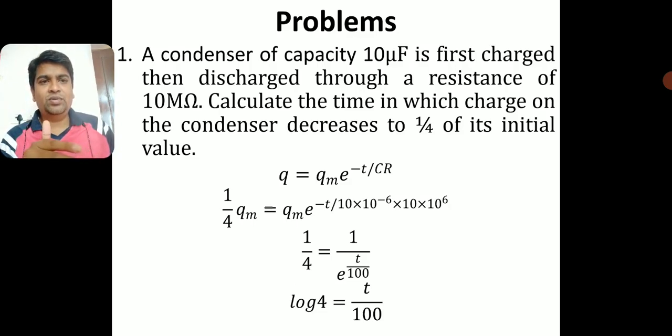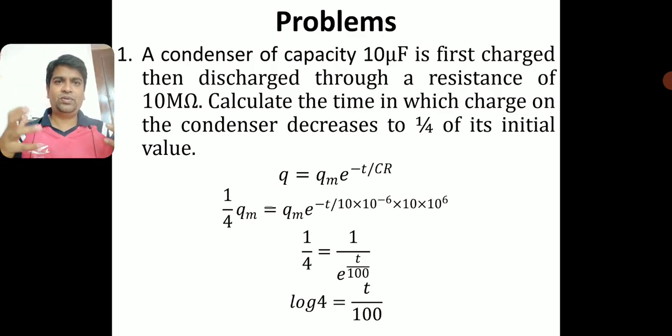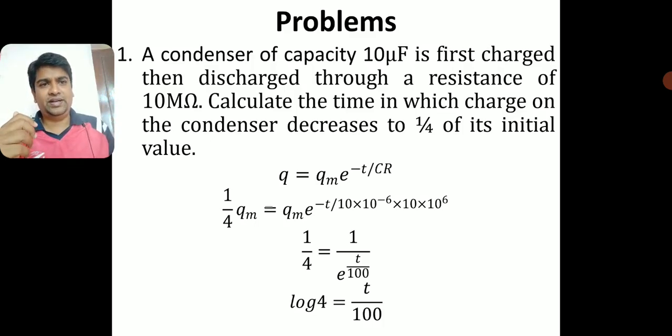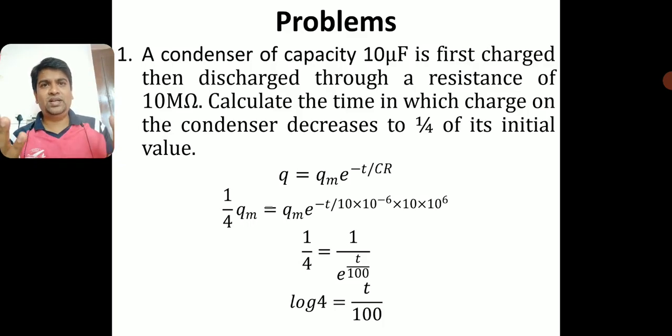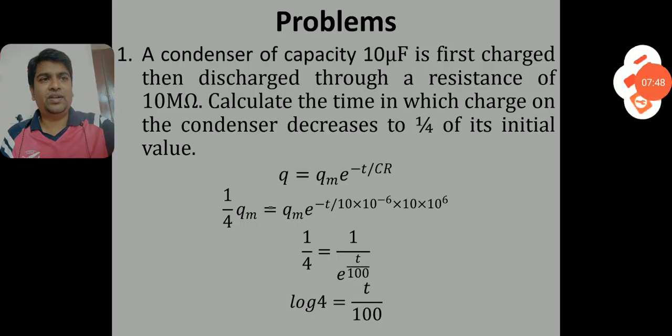Now you take a reciprocal on both the sides. Take the reciprocal, so 1 by 4 becomes 4. Take the reciprocal on the right hand side, so it becomes e to the power of t by 100. You need to take reciprocal on both sides. That means you are not changing anything in the equation. Both sides you do the same thing. So both sides I am taking the reciprocal for my convenience to solve this equation. Now if I take log on both sides, log 4 is equal to t by 100. Now with this very simple I can find out the value of t.